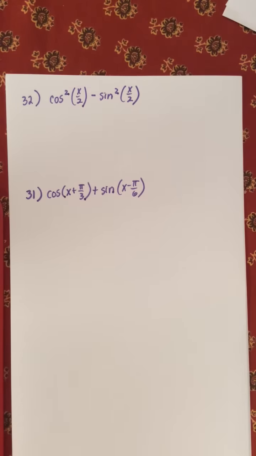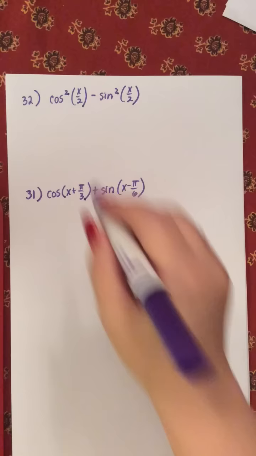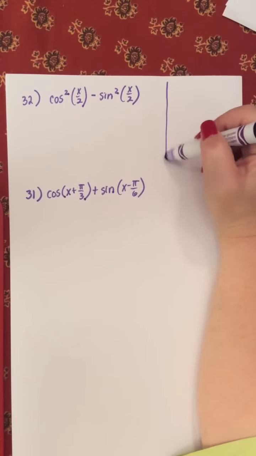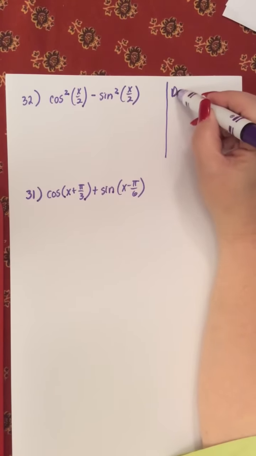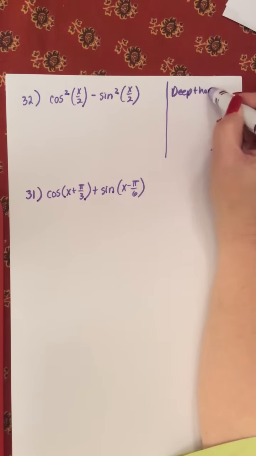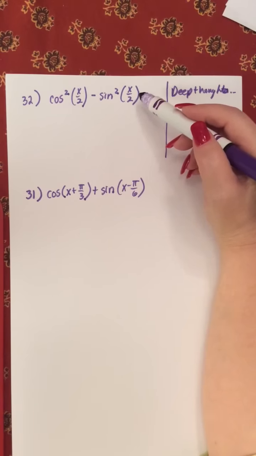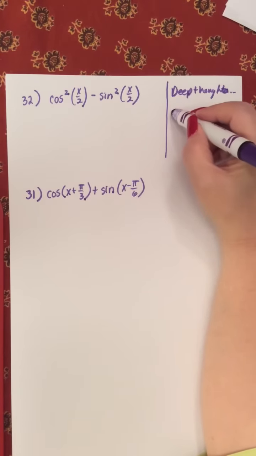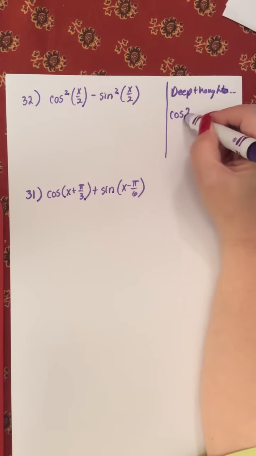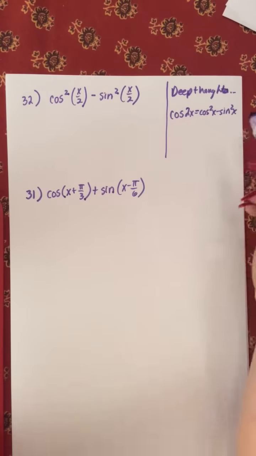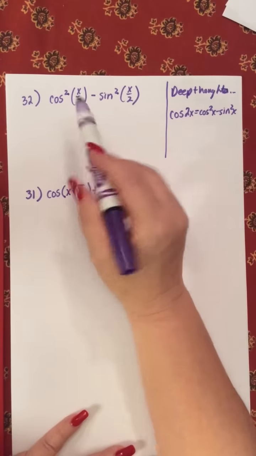All right, now I'm going to do number 31 and 32, but I'm going to do 32 first since I wrote it first. When you look at this, does that remind you of one of your formulas? It's kind of in the form of cosine squared minus sine squared, which is a double angle formula for cosine. It is true that the cosine of 2x, one of the formulas is cosine squared of x minus sine squared of x. And that's just what that looks like, except instead of x, they put x over 2.